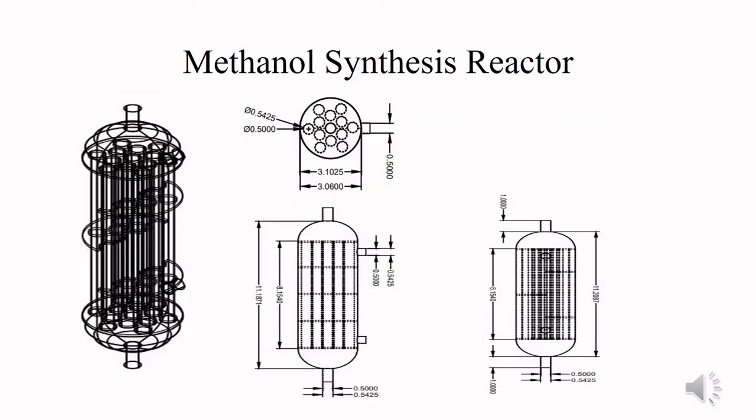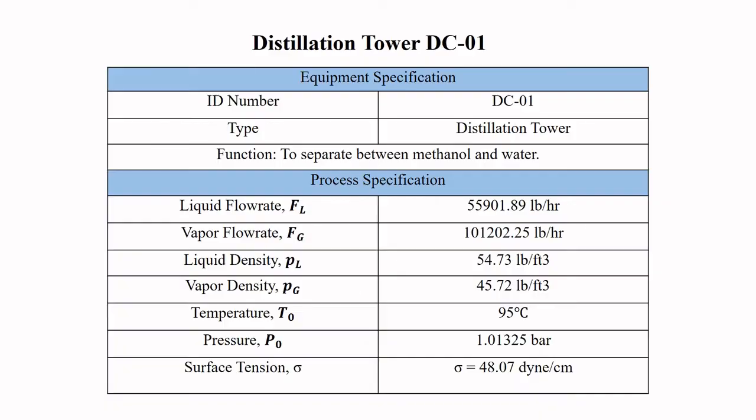This is the mechanical design of the methanol synthesis reactor. It is a vertical fixed bed reactor made of stainless steel. This is the equipment specification, function and process specification for distillation tower DC01. The function is to separate between methanol and water, and the process specifications are as listed.